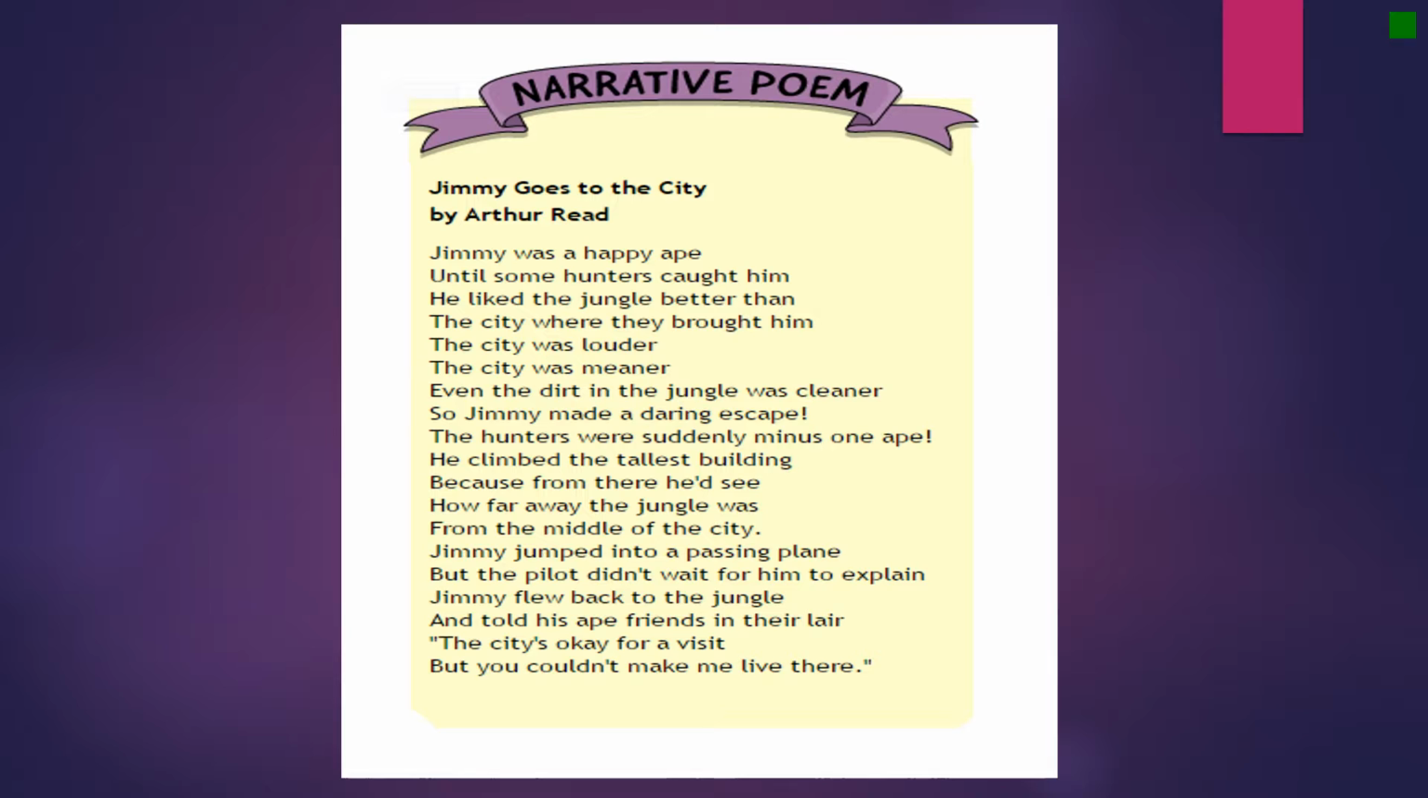Jimmy is the character, he's an ape, and he was kidnapped by hunters, and they took him to the city. He wasn't happy there, he didn't like it, and he tried to escape, and he made it back to the jungle. So there's your story. You also hear rhyming words in this poem.